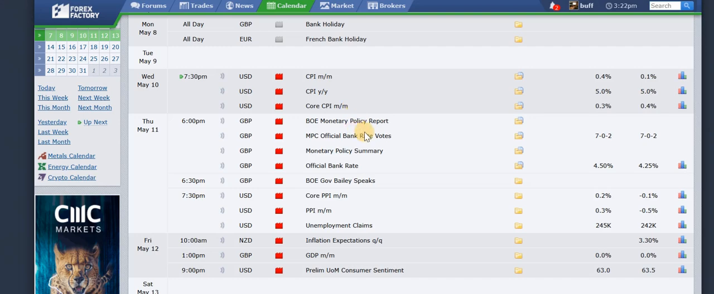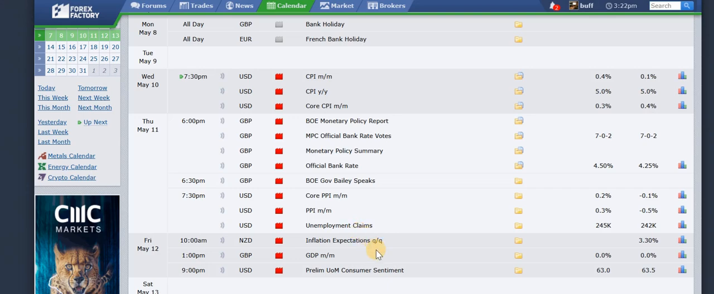Thursday is probably the big one. UK interest rates, and it looks like they're expecting a rate rise, so be careful if you're trading the pound pairs around then. There are also USD PPI numbers out of the US on Thursday, and unemployment claims.